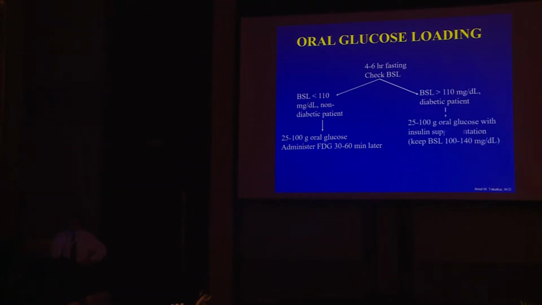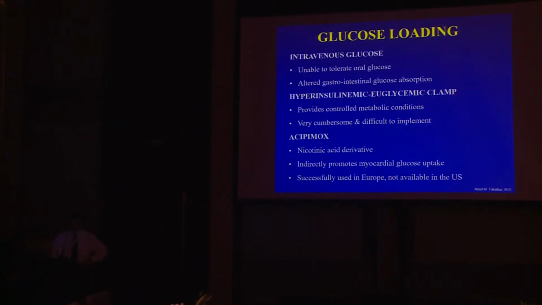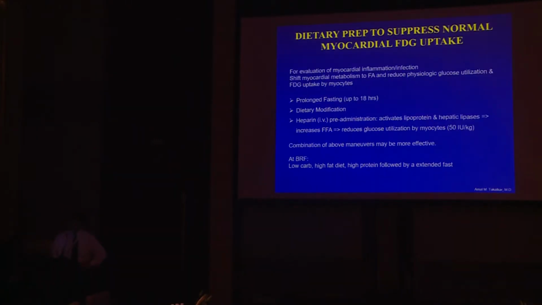If it's more than 110, we give insulin. We might give glucose loading with insulin and then administer the FDG after that. We hardly do any intravenous glucose. We don't do the hyperinsulinemic euglycemic clamp, and acipimox is not available to us.